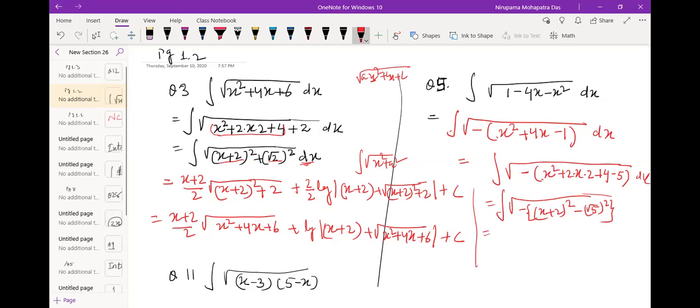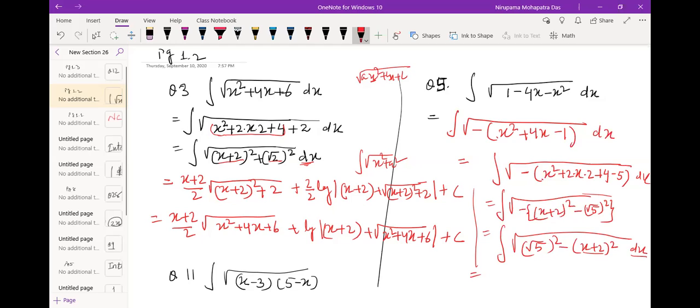So now what you need to do, this minus sign now you have to take in. So it means you are actually getting square of root 5 minus square of x plus 2. So we are getting here under root a square minus x square, right? So you can apply the direct formula, because square of x plus 2 and differential of x plus 2, dx is there. So then what is the formula here?